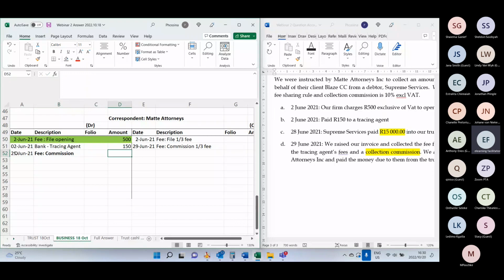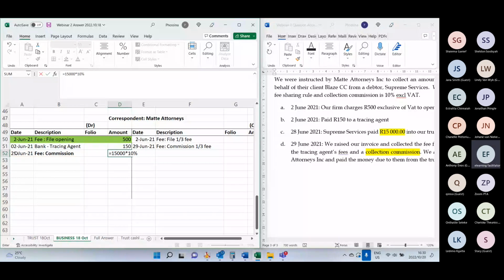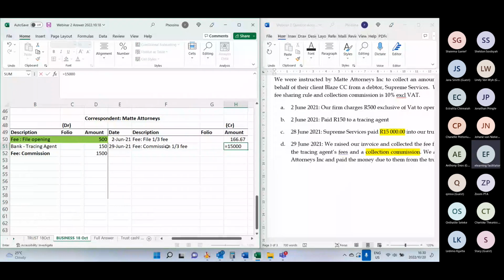Which is 15,000 multiplied by 10%. Like that, we get 1.5, and then the 1/3 of that we've calculated that side, 10,000 multiplied by 10%. Okay, 10% multiplied by 1 divided by 3, which gives us the 500 that we got that side.